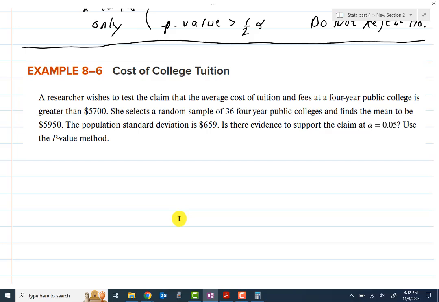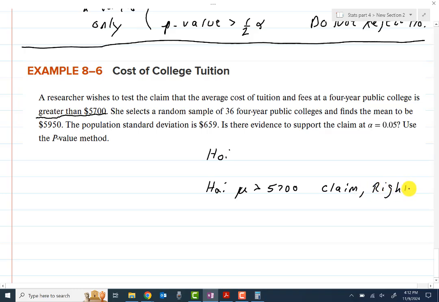A researcher wishes to test the claim that the average cost of tuition and fees at a four-year public college is greater than $5,700. So they've already given up the game. Here I already know how to set up my H sub 0 and my H sub A. Greater than 5,700, so we know mu is greater than 5,700 is the claim. Notice that's a right-tailed test. So H naught must be the opposite of that claim, less than or equal to 5,700.